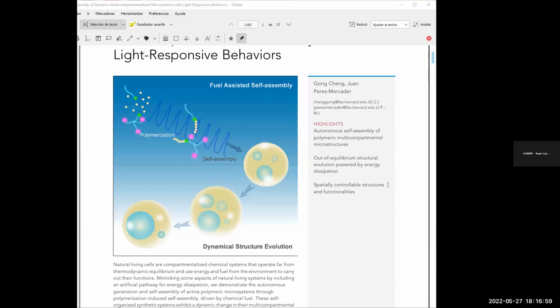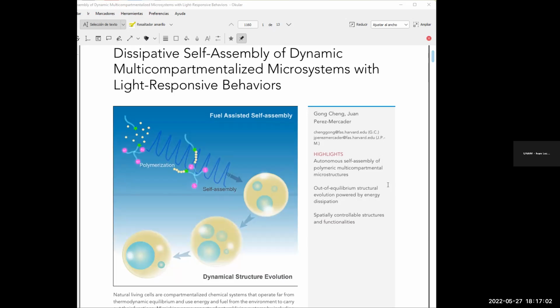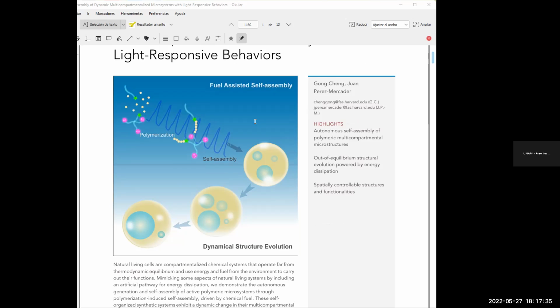And the other one I want to show you is this one. This is also a dissipative self-assembly of this kind of structure, but in this research, they are using chemical energy as a source of free energy. This self-assembly, they made it with chemical reactions of the kind of Belousov-Jabotinsky, I think.